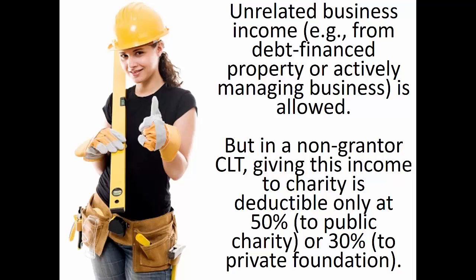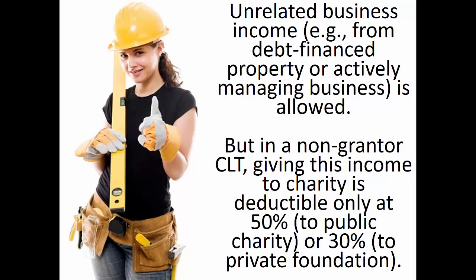When the trust is a grantor charitable lead trust, any such income is simply attributed to the donor and treated as if it had been received directly by the donor. However, special rules apply if a non-grantor charitable lead trust receives unrelated business income. In this case, a non-grantor charitable lead trust may deduct only 50% of this income when it is given to a public charity, or 30% when it is given to a private foundation.